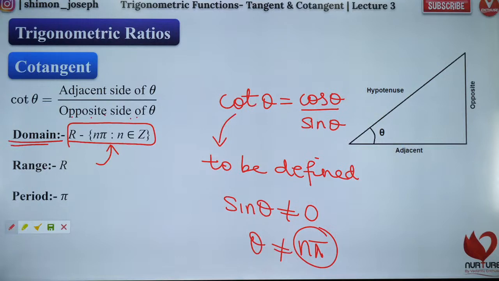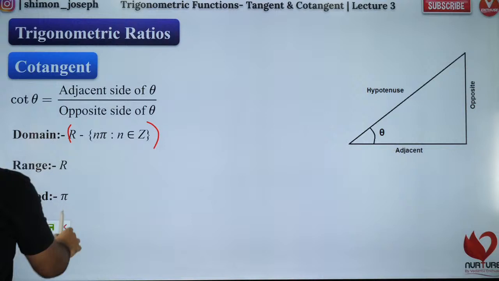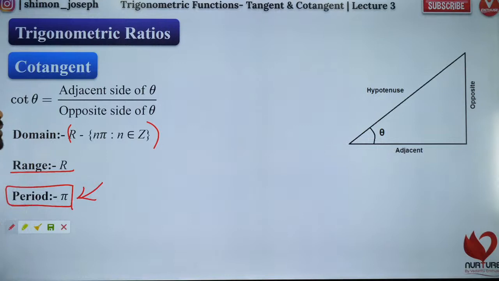Okay. No, Tyagarajan. It is R minus n pi such that n belongs to integers. Got it? Range is real numbers and the period I told you is pi. The period for tan and the period for cot is nothing but pi. Integral means integer.